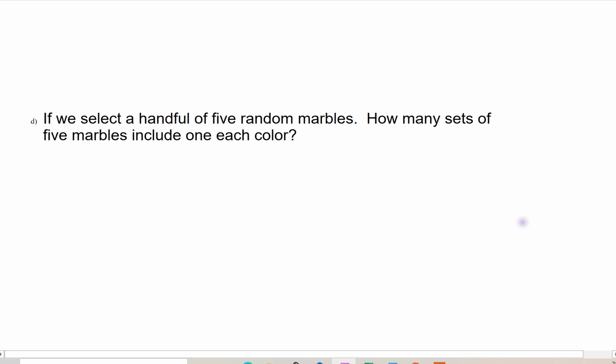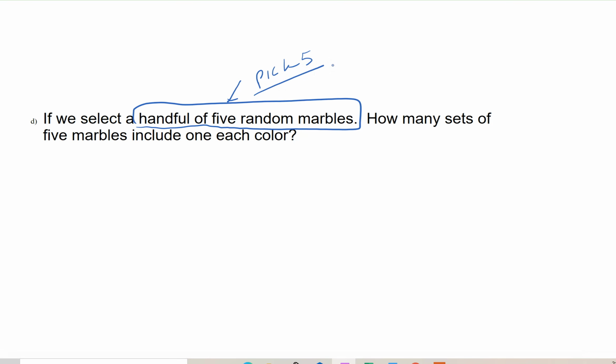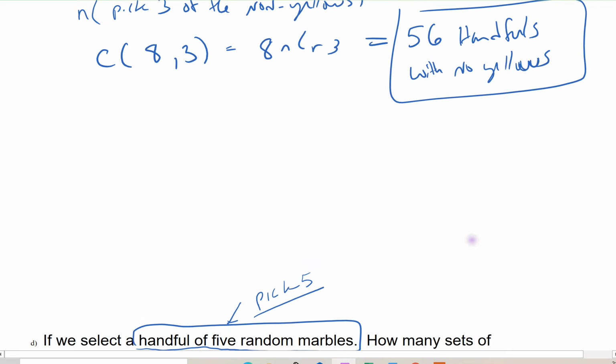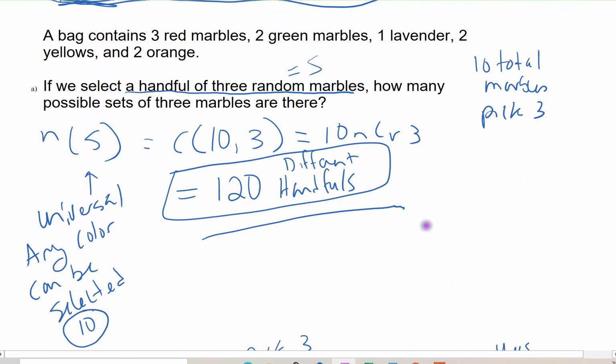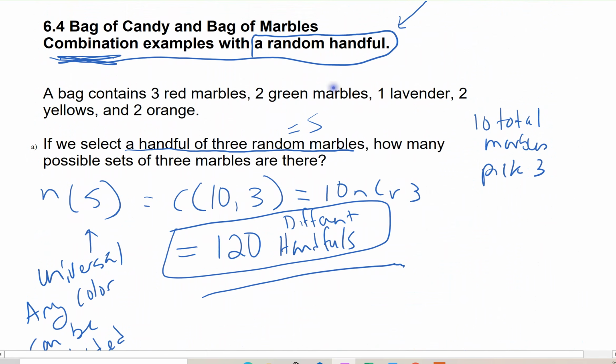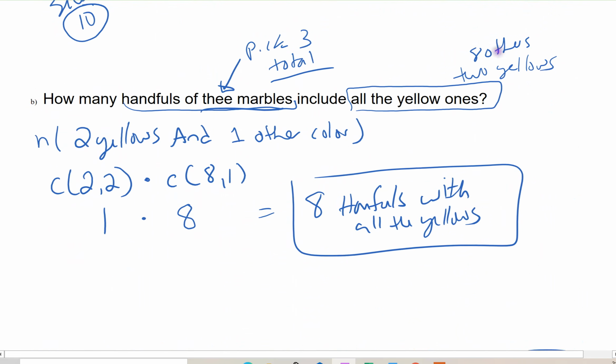Alright, so if we select a handful of 5, so this one's a little different. I'm picking 5 now. So it's different. Last 2 examples we were picking 3. This time we're picking 5. How many sets of 5 include 1 of each color? So I've got to pick 1 of each of my colors. I'm going to assume that means there's 5 colors. Back and look. Red, green, lavender, yellow, and orange. So I want 1 of each of those.